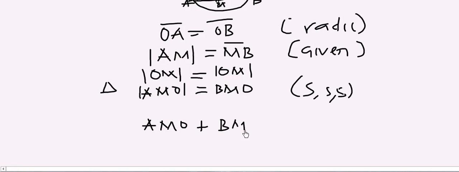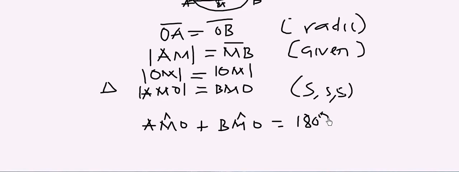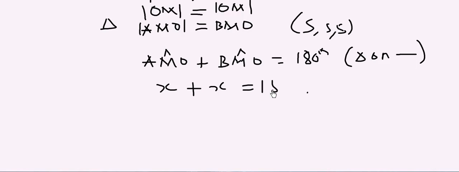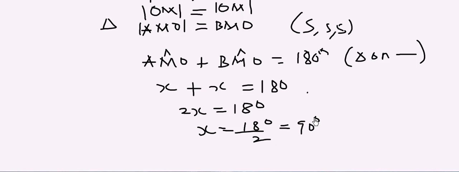Having done that, we now know that angle AMO plus angle BMO is equal to 180 degrees. We are referring to this angle here, AMO and BMO. The whole of this angle here is 180 degrees. The reason for that is angles on a straight line. Since both of them are the same thing, if we use S to represent each, we have 2S is equal to 180. S is equal to 180 over 2. That gives me 90 degrees.